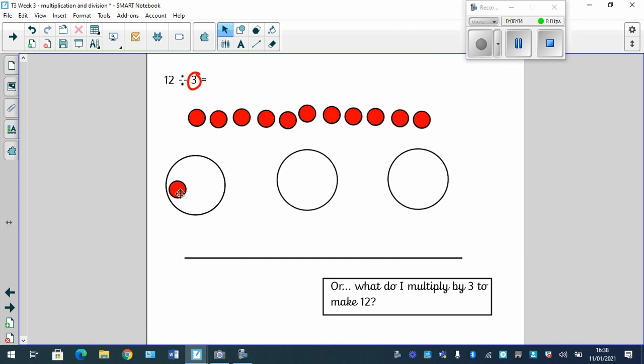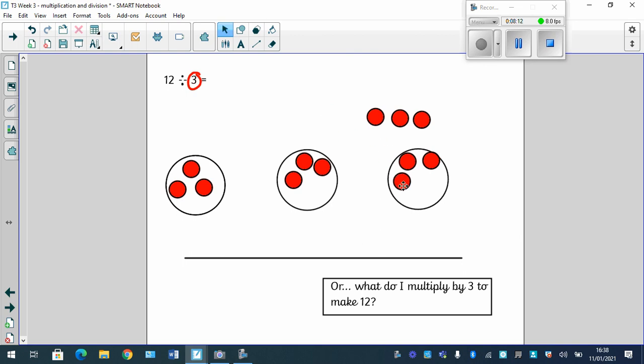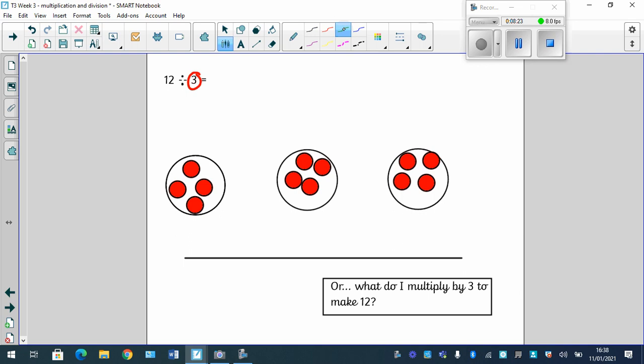1, 2, 3, 4, 5, 6, 7, 8, 9, 10, 11, 12. 1, 2, 3, 4. 1, 2, 3, 4. 1, 2, 3, 4. 12 divided into 3 equal groups equals 4. There are 4 in each group. Okay.